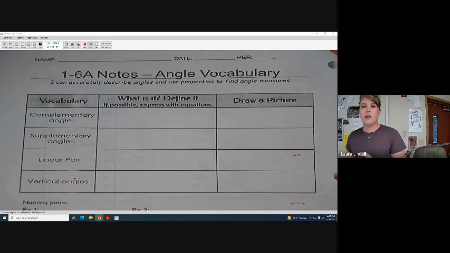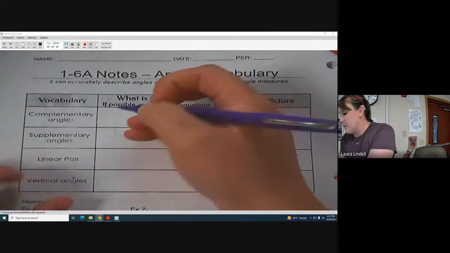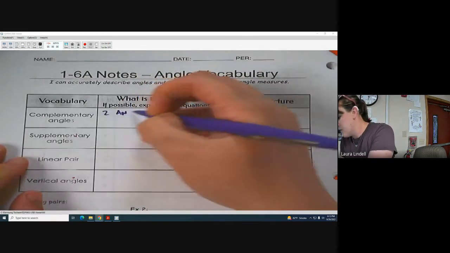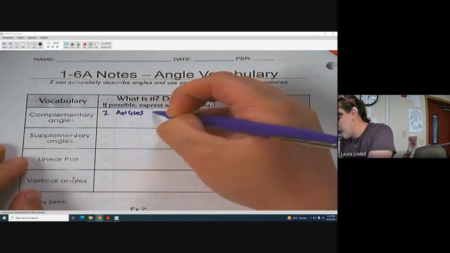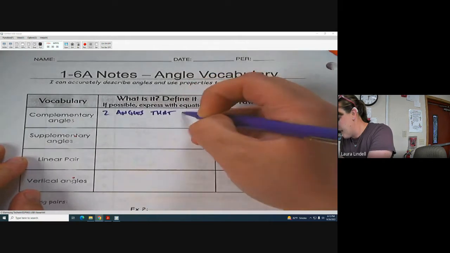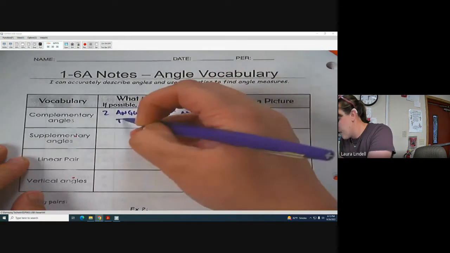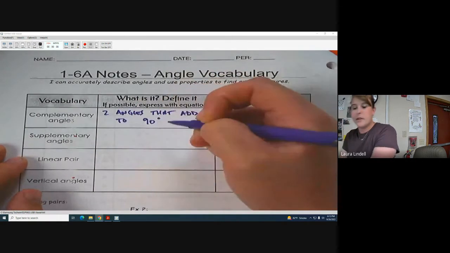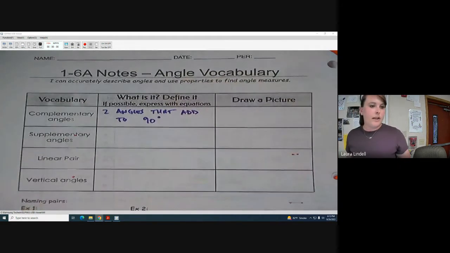So the first one, complementary angles. No, it's not two angles that give one another complements, although that would be entertaining, right? It's two angles that add to 90 degrees. All right, so that's what it is, a picture of this.